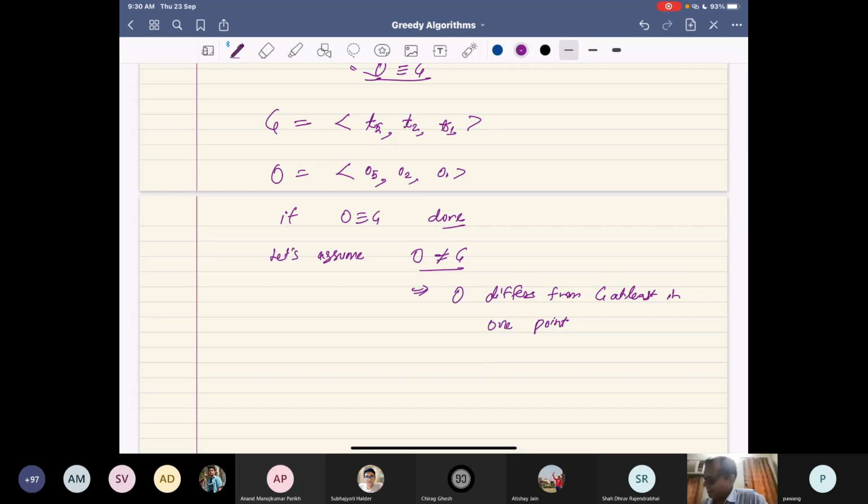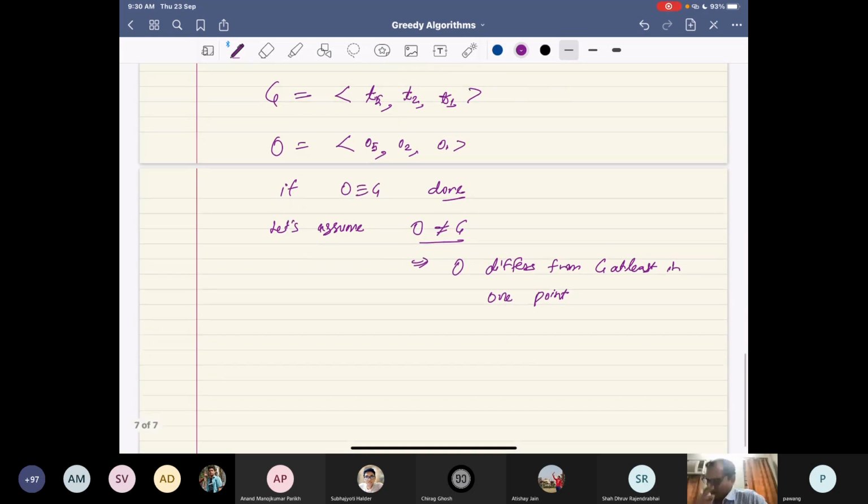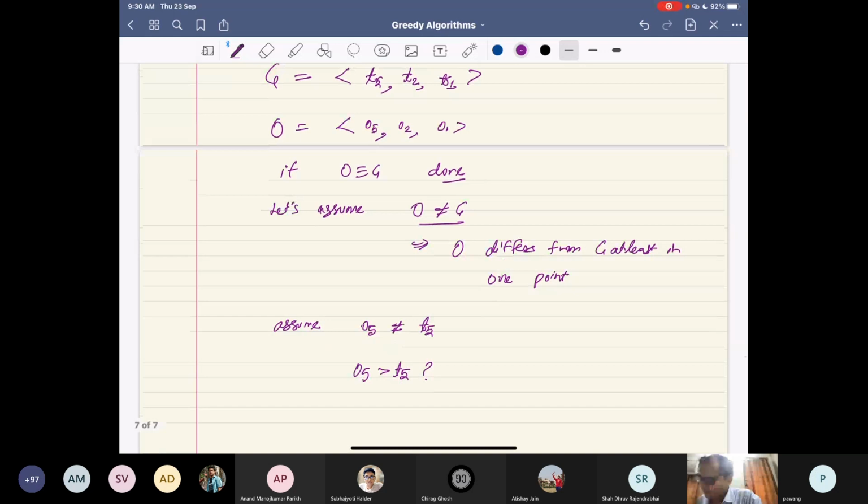So then we can say, let's assume O5 is not same as T5. That means what are the possibilities? Can O5 be larger than T5? No, sir. Why not?